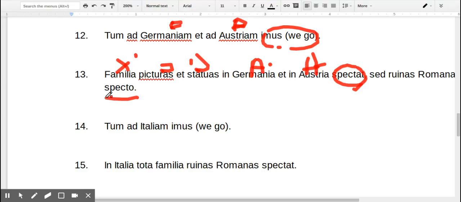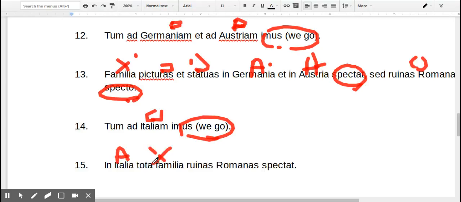But I watch Roman ruins. Again, verb before the accusative. Then, go to your verb. We go to Italy. In Italy, the entire family looks at Roman ruins.